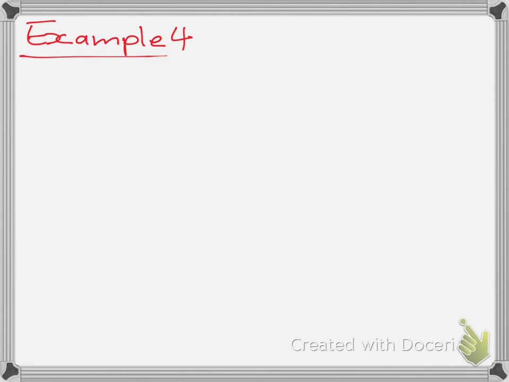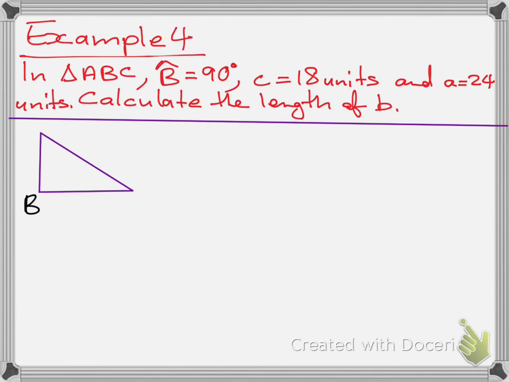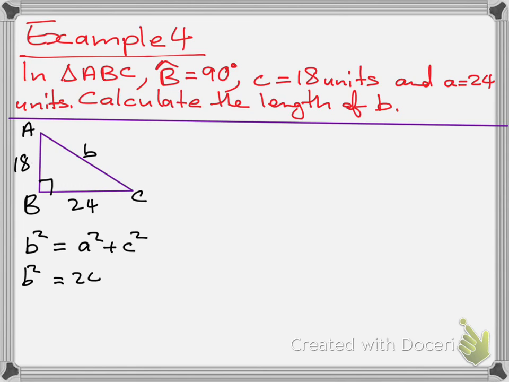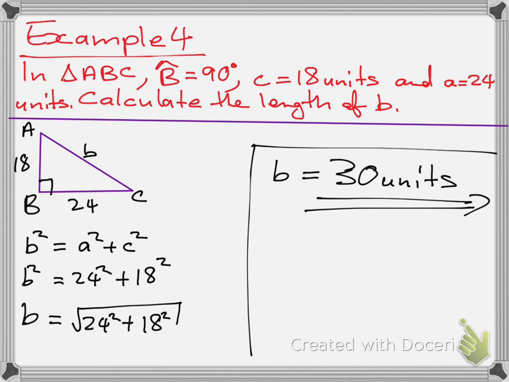Moving on, you are given another example, number 4. They say in triangle ABC, angle B is 90 degrees. You are given the dimension of small letter c and the dimension of small letter a, which are sides. You sketch the triangle first, and then you write down the Pythagoras theorem. In this case, it will be b squared equals a squared plus c squared. Now we substitute with values: b squared will be equal to 24 squared plus 18 squared. Then we solve for b. We find the square root of 24 squared plus 18 squared, which will give us b equals 30 units.